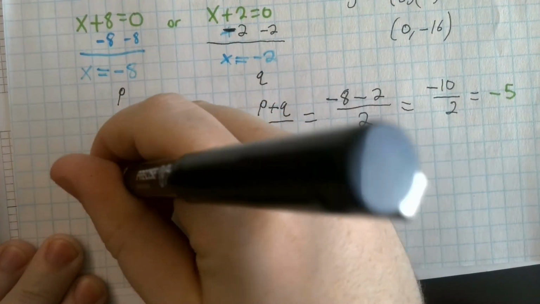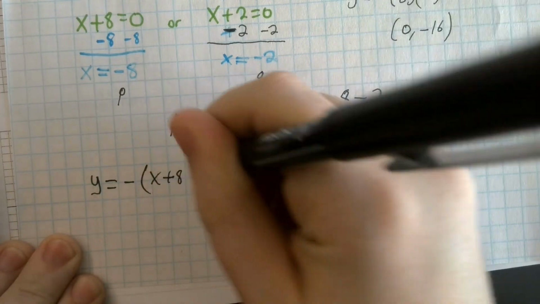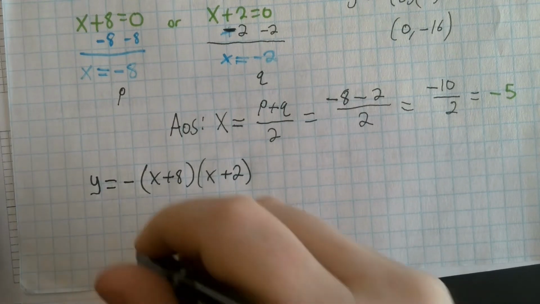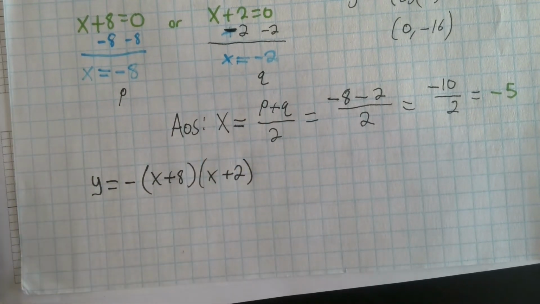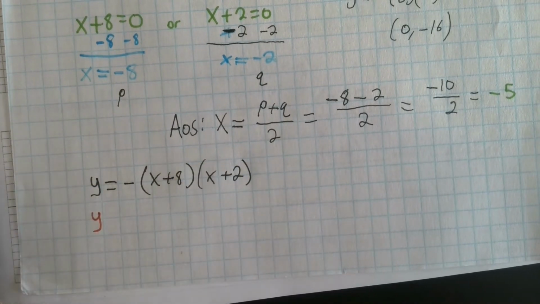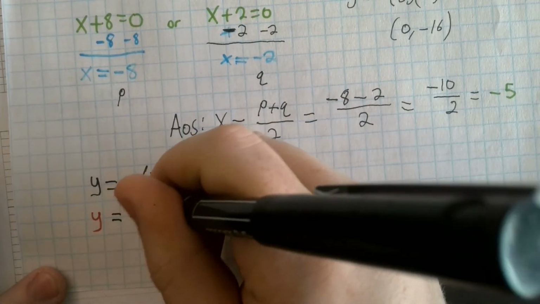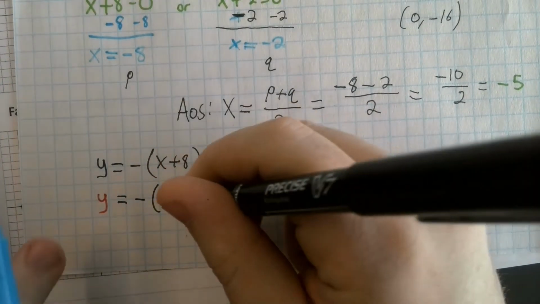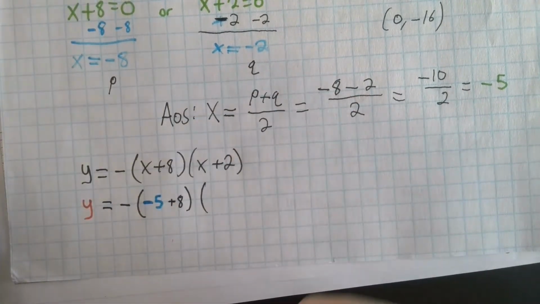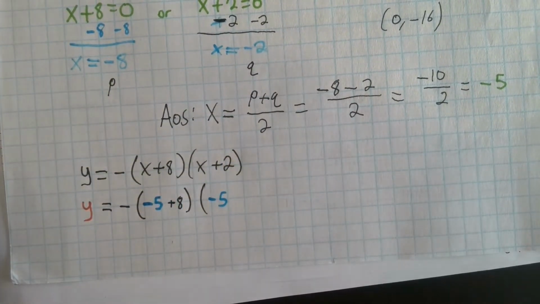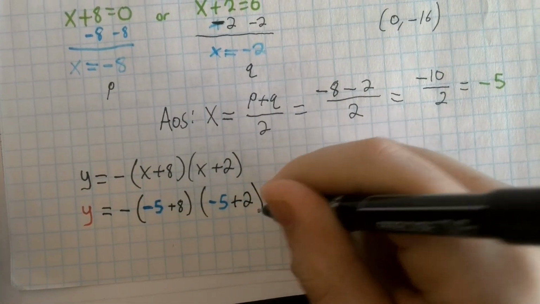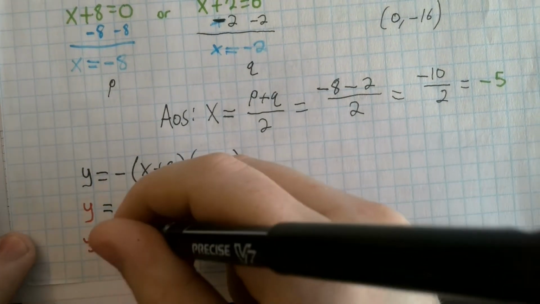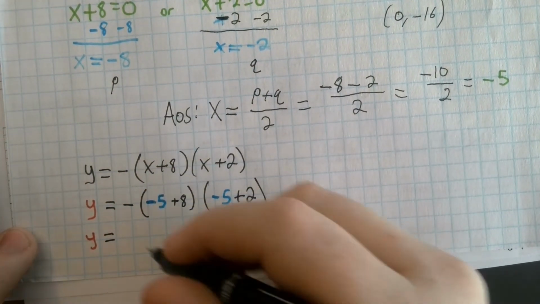So if we have y equals negative (x plus 8) times (x plus 2), we know that we're plugging negative 5 in for x. So to find the y value of our vertex, we're just changing our x's to negative 5s. This is negative 5 plus 8. And this is negative 5 plus 2. Well, this is why I like intercept form so much, because the math here is just addition and subtraction.